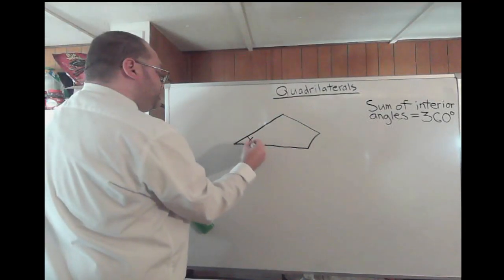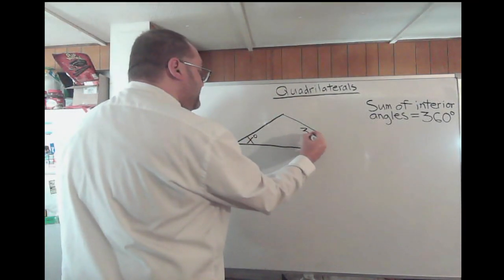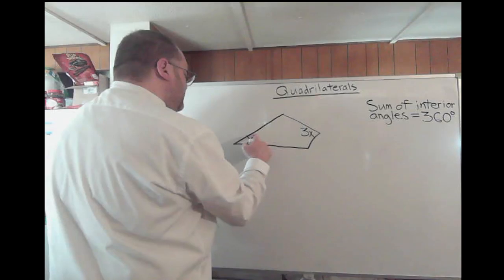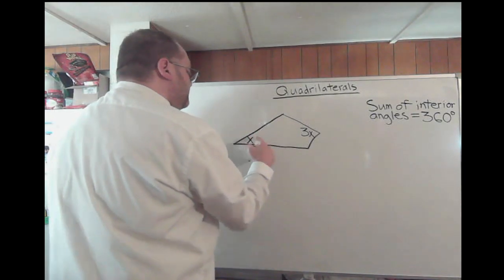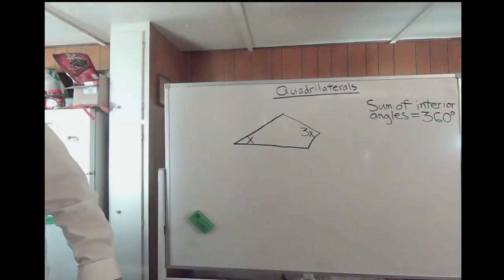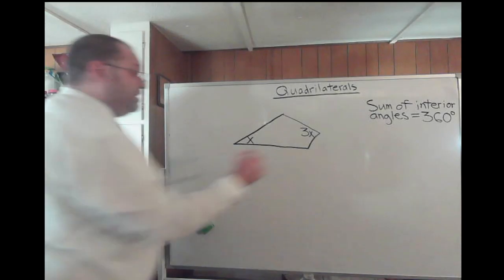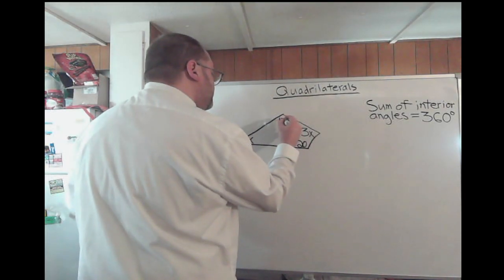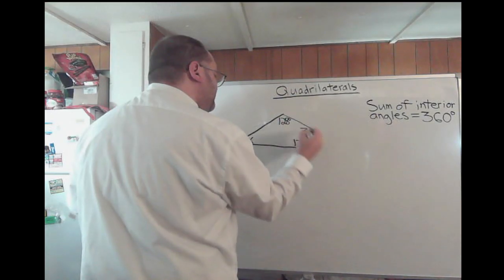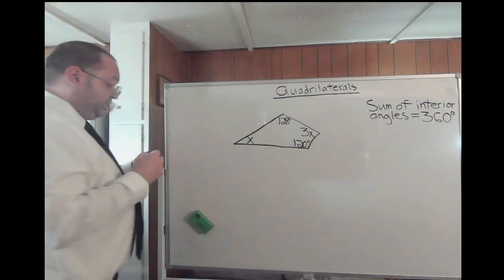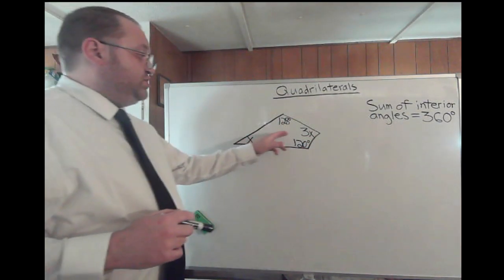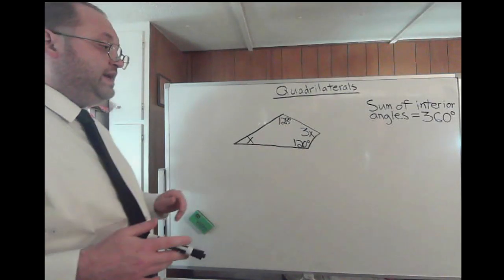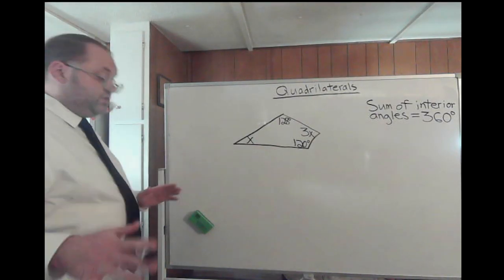So we got x degrees here. We have 3x here. I'll just say x. It's going to be a lot easier to do it that way. We're going to have 120 here and 128 here. So it looks like we have two missing angle measures we need to find. Well, that's okay. We're going to do this much the same way.